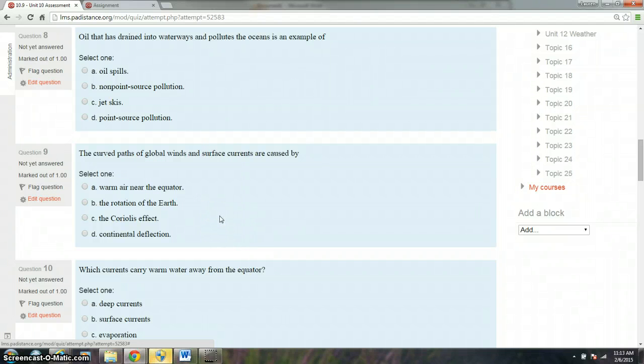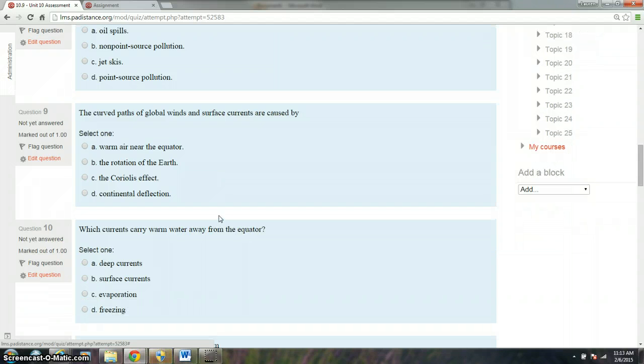Question 9. The curved paths of global winds and surface currents are caused by A, warm air near the equator, B, the rotation of the Earth, C, the Coriolis effect, or D, continental deflection.